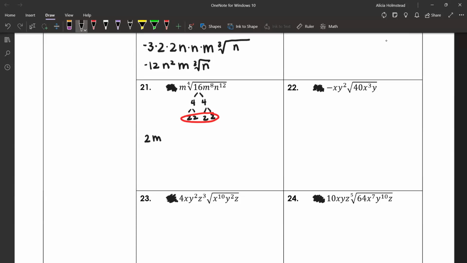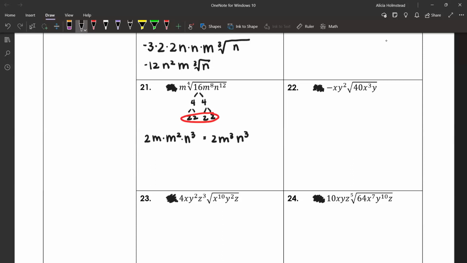Then I'm going to write the m that was on the outside. And then we have m to the 8. We're looking for groups of 4, and we have 8 things, which would be 2 groups of 4, so we can take out 2 m's. And then the n's, we have 12, which is 3 groups of 4, so we can take out 3 n's. And looks like we would have nothing left over. No numbers left over, no m's left over, no n's left over. So we would just simplify that, which would be 2m cubed n cubed. And that would be our final answer.